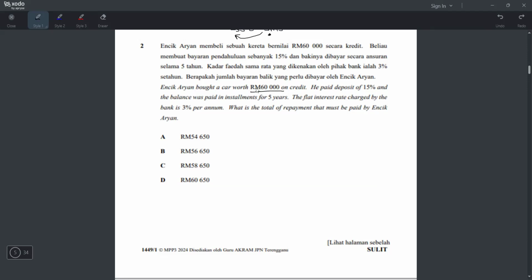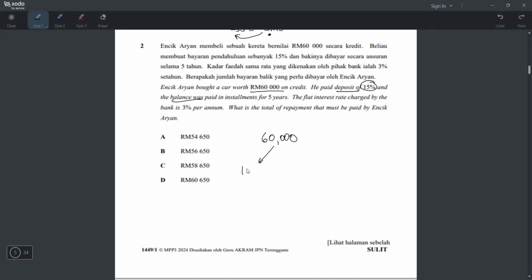Okay, but the good thing is you can pay it monthly by using monthly installment. So let's see what this question says. 60,000, this is the full amount. He paid deposit 15%. Deposit means down payment. It means he already paid 15%. He only paid 15% first. And then the balance was paid by installment for 5 years.